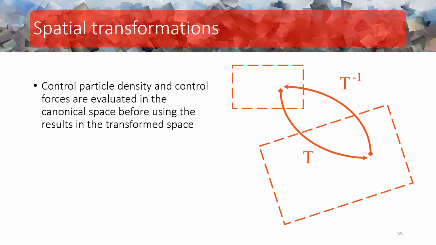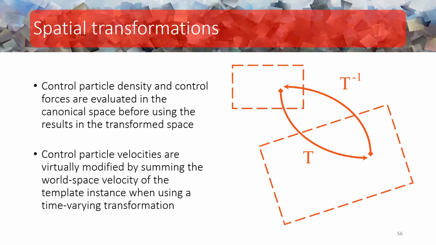Control particle density is evaluated in the untransformed space. Similarly, attraction and repulsion forces are evaluated in the untransformed space before applying the instance transformation to get the final forces. Velocity forces are computed the same way after transforming each liquid particle velocity using the inverse of each instance transformation. In the case of a time-varying affine transformation, each control particle velocity is also virtually modified by summing the velocity of the instance at its world space position.